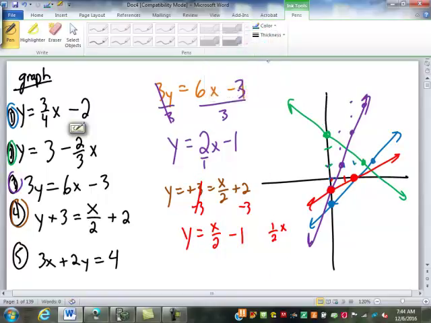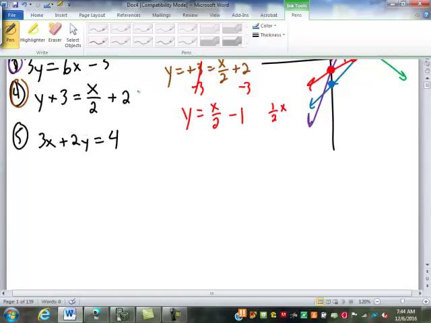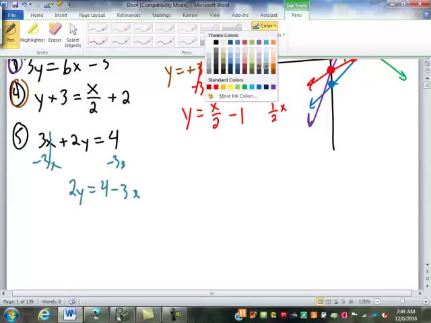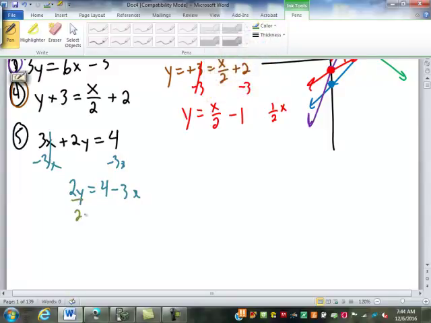And finally, number 5 here, what do we have to start off doing? We subtract the 3x. So 2y equals 4 minus 3x. And yes, we do divide by 2. So y equals 4 divided by 2 is 2, and -3x divided by 2. Yeah, -3 over 2, or -3 halves, or 3 seconds x.